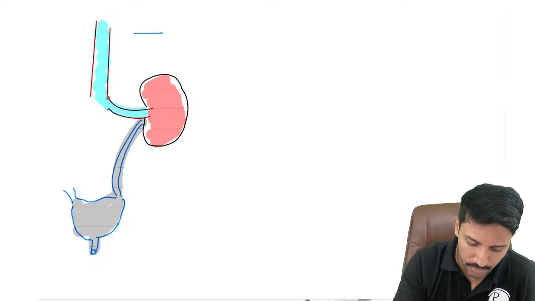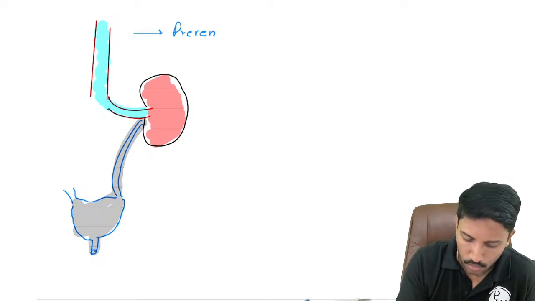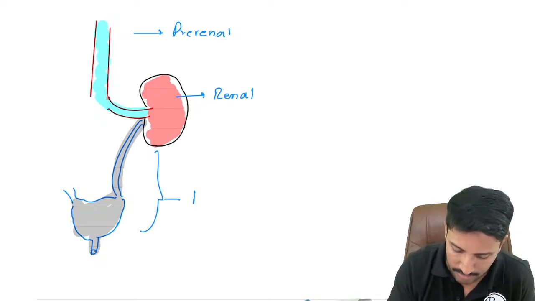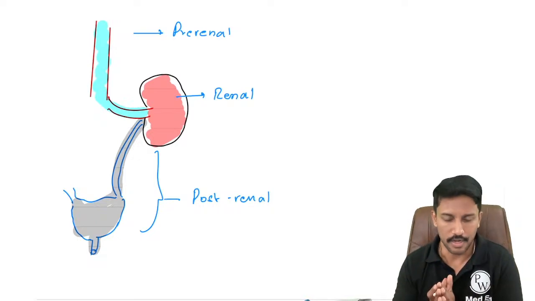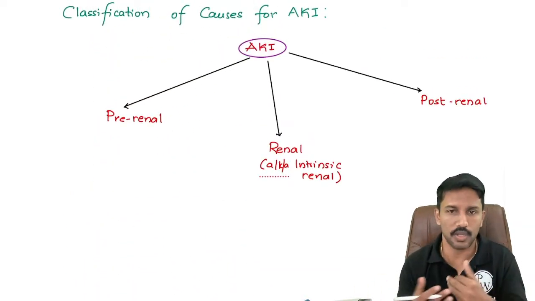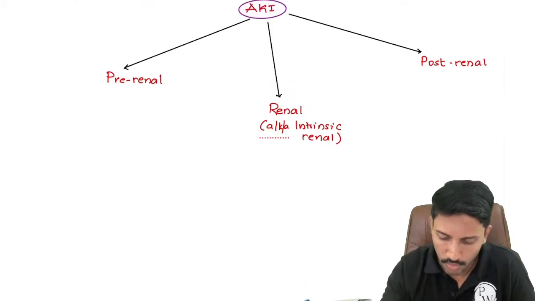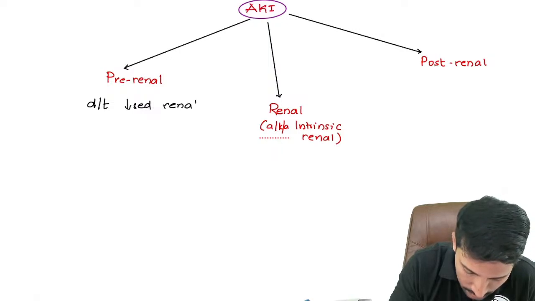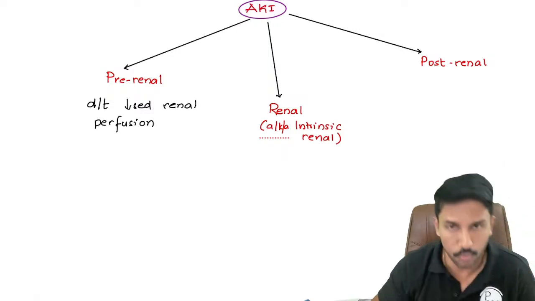So you can say pre-renal and mention causes under it. Then you can write renal here and mention the causes under it. And then here you can label it as post-renal and mention the causes under it. Or you can put a simple flowchart like this: pre-renal, renal, post-renal, and mention the causes. So what is pre-renal? Pre-renal is due to decreased renal perfusion, or you can write it as decreased renal blood flow.